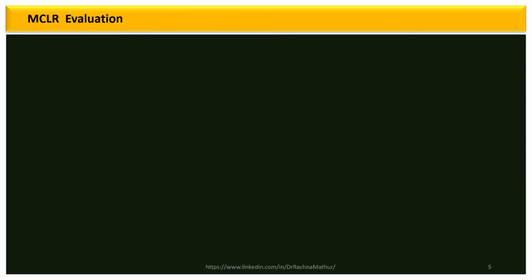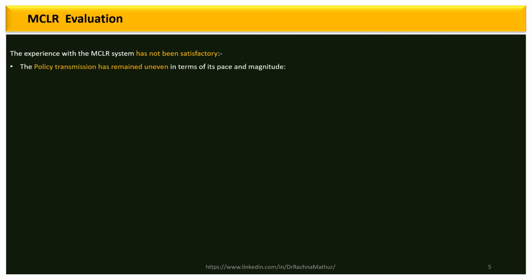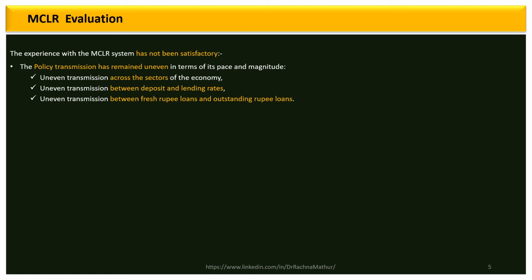So now if we evaluate MCLR from 2016 till date, we find that the experience with the MCLR system has not been very satisfactory. This might be because the policy transmission under MCLR has remained uneven in terms of its pace and magnitude. Uneven transmission across the sectors of the economy, between the deposit and the lending rate, between fresh rupee loans and outstanding rupee loans. MCLR rates also vary from bank to bank. They vary according to the maturity of the loan.